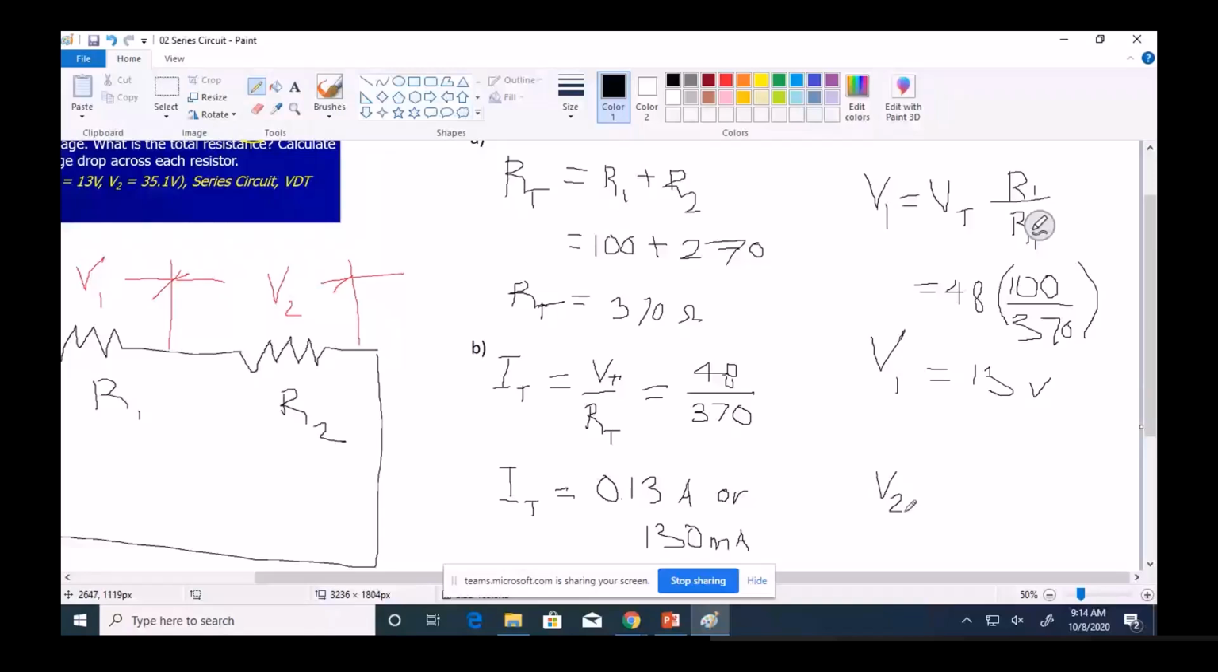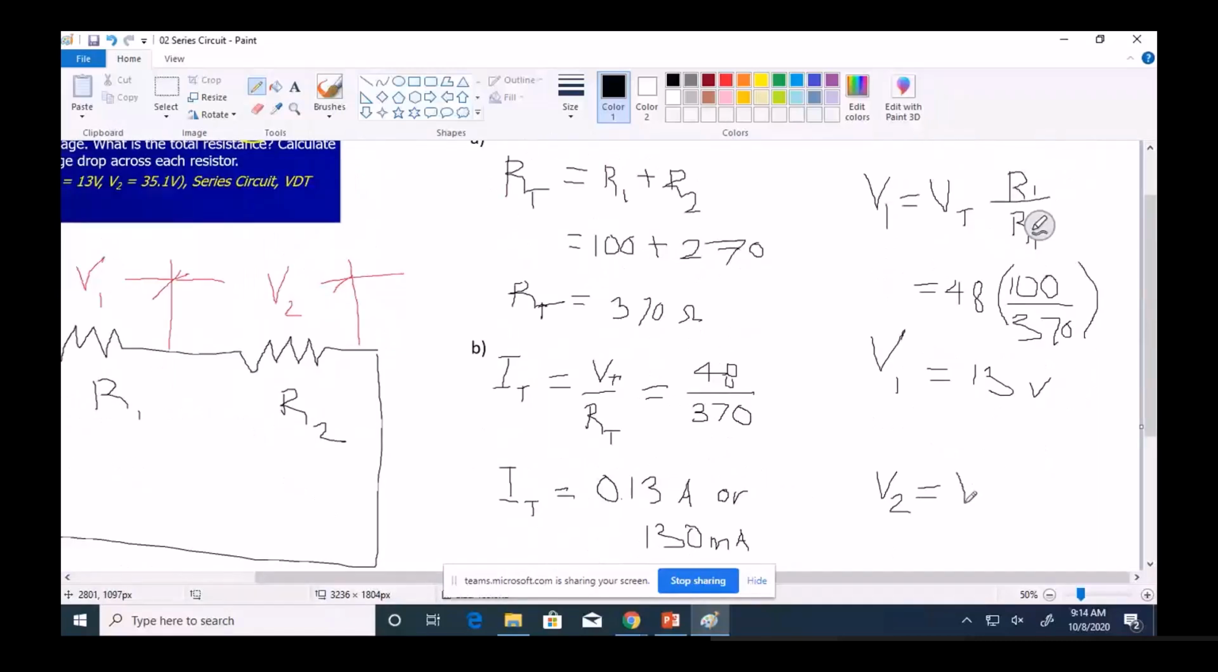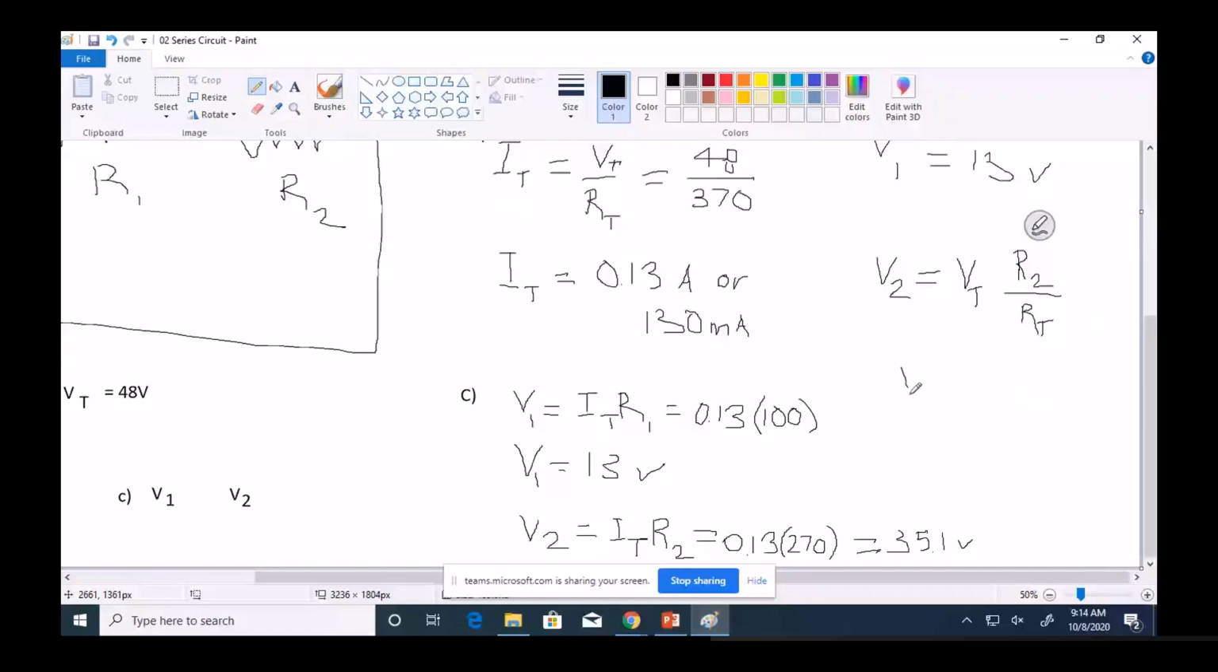You do the same way for the V2. Tell me the formula for V2 using VDR. Can you help me? What is this here? V total. How about here? R2 over R total. Yes. If you use this formula, you will arrive at the same answer, 35.1. So you have flexibility in solving problems for the series circuit. So this is the series circuit.